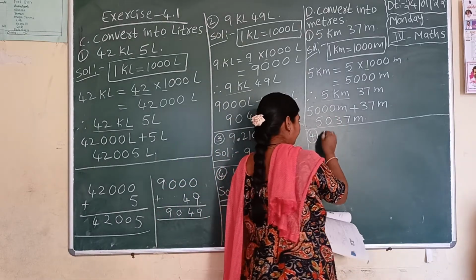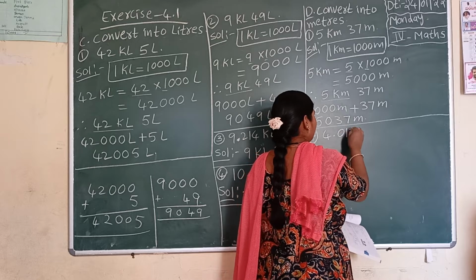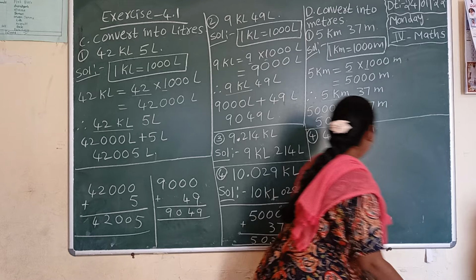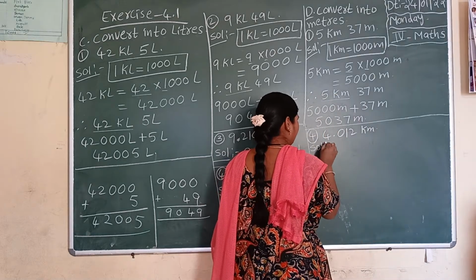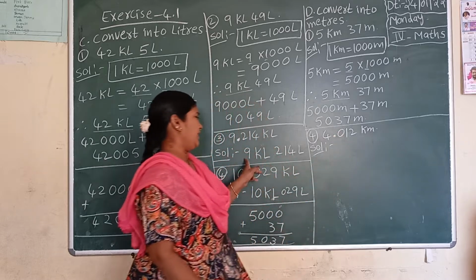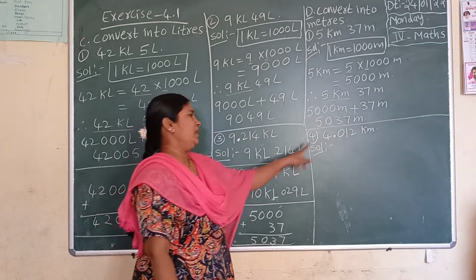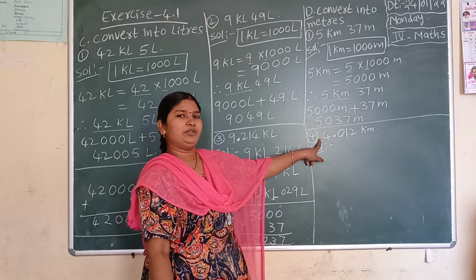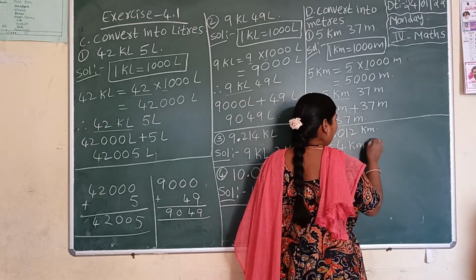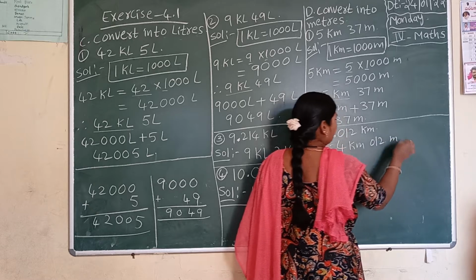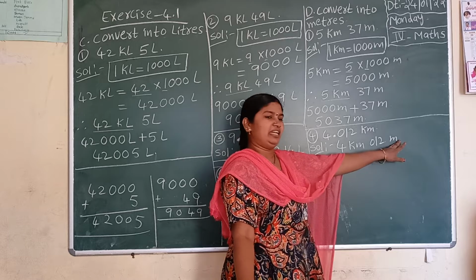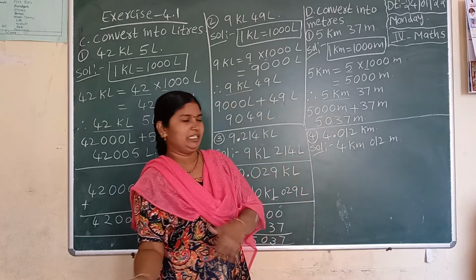Fourth problem: 4.012 kilometers. Here what do you have to do first? Change the problem for your understanding purpose like this. Point before is there means you have to take the kilometers, 4 kilometers. Point after is there means meters. Okay. Now convert this 4 kilometers and meters into meters.